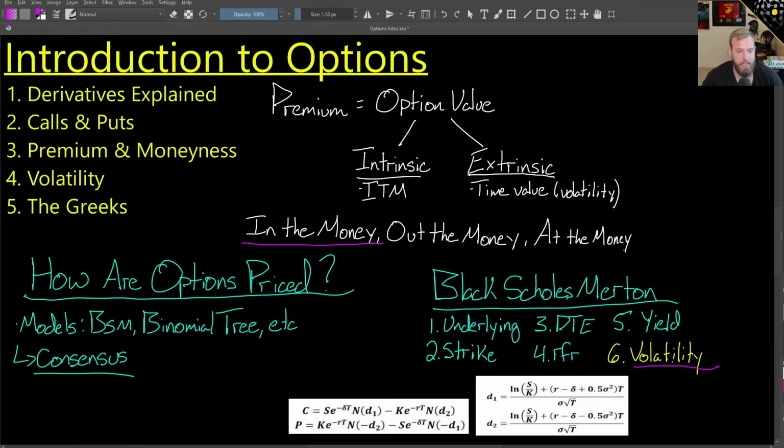But before we do that, I want you to explain to me what is intrinsic value and what is extrinsic value. And then I also want to know when an option expires in the money, does it have extrinsic value? With that, let's dive into this curious yellow one, which is volatility.